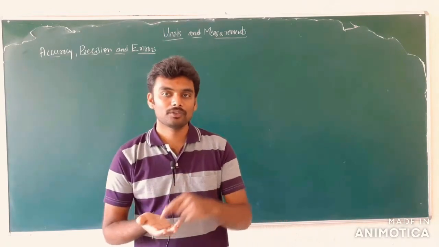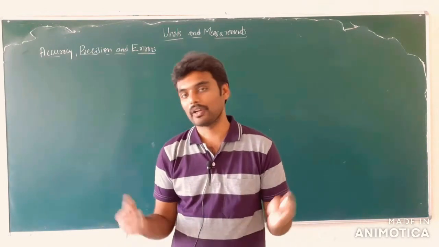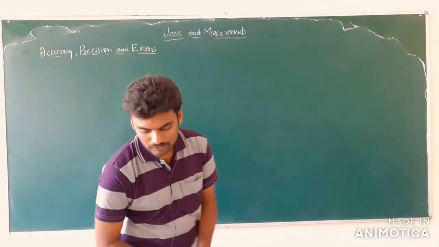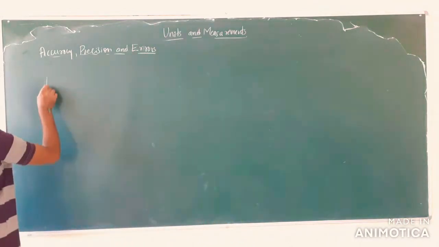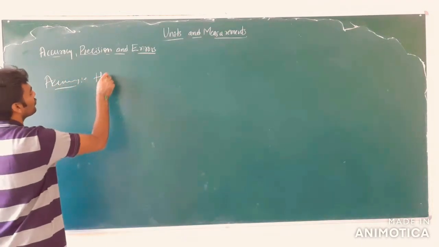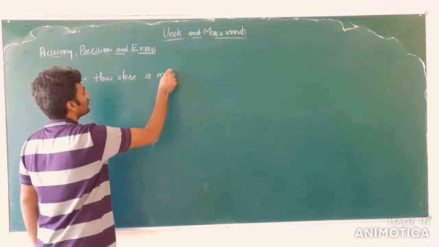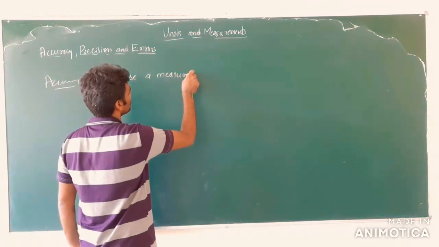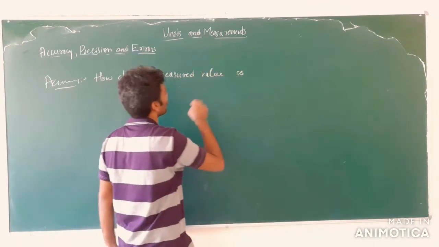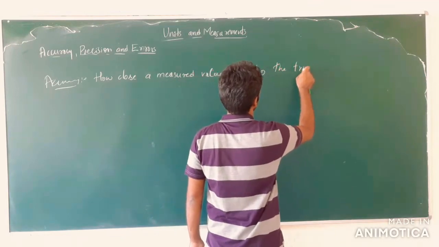Now if I take that toothpaste and measure it with different weighing scales at home or in the lab, I can get different readings, right? So now accuracy is about how close a measured value is to the true value.